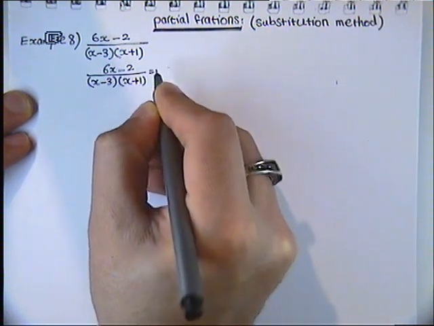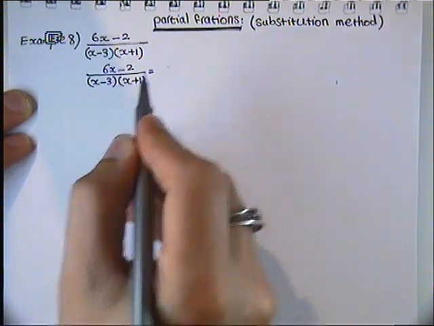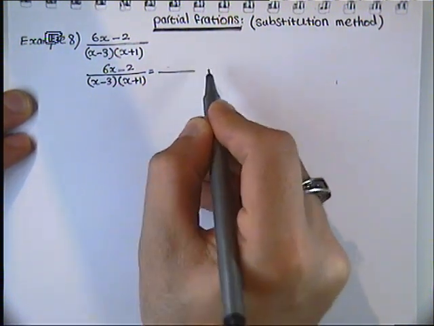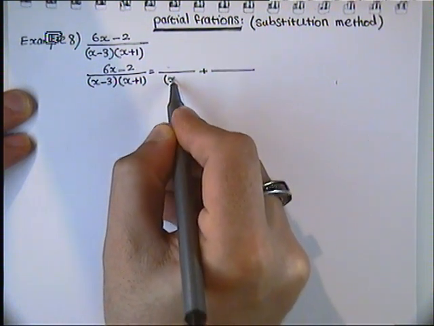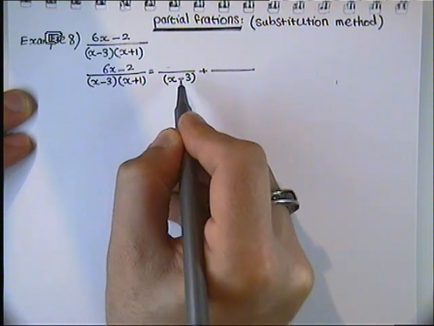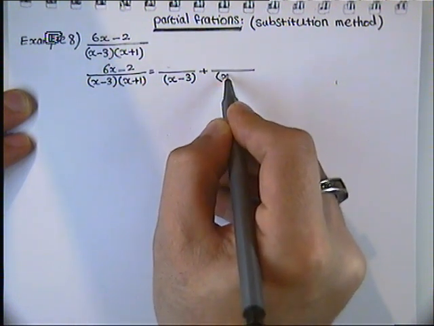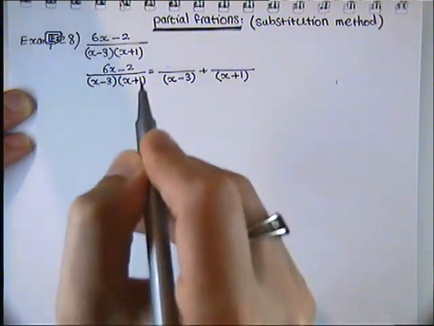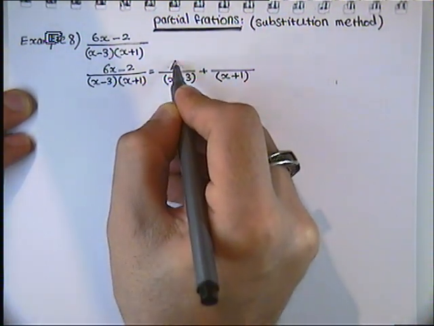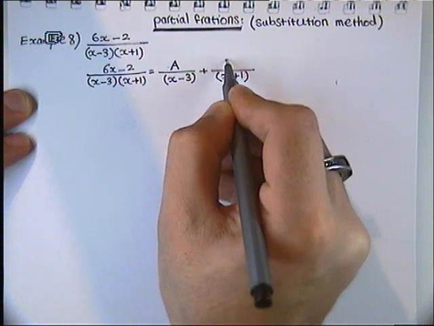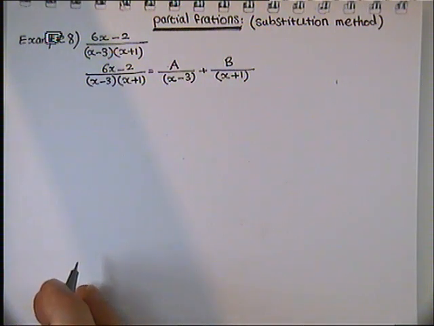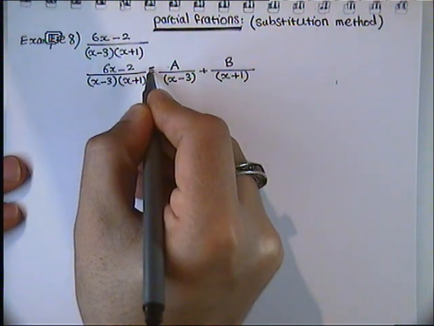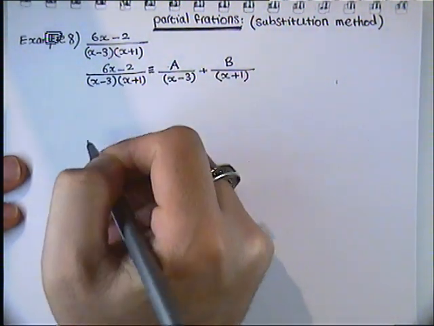I can split this fraction into two fractions because it's got two factors in the denominator. The first one would be over x - 3, the second one would be over x + 1. So I write down A for the first one and B for the second one, where A and B are constants to be found.